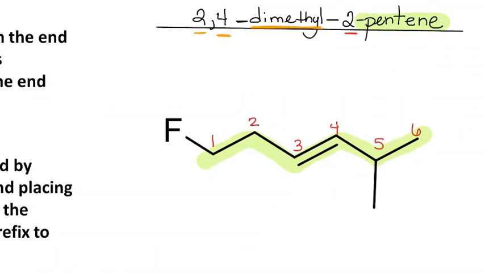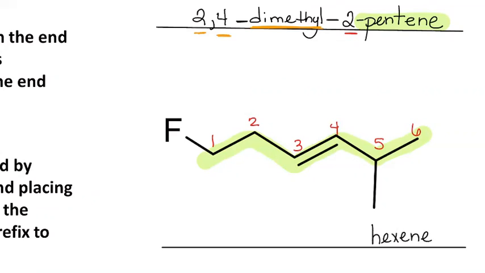Now let's set up the name for this alkene. What is the name of my parent chain? 6 carbons and I have an alkene. Great job. Hexene. Hex means 6. Ene because of the alkene. What number do I put before my hexene? Where is my first carbon in my carbon-carbon double bond? Great.